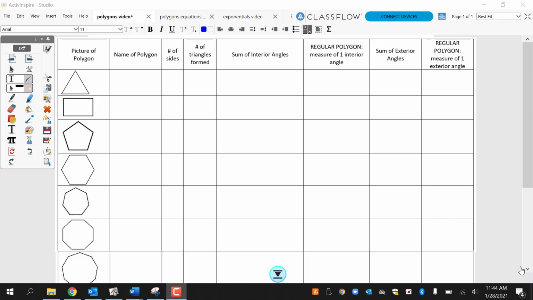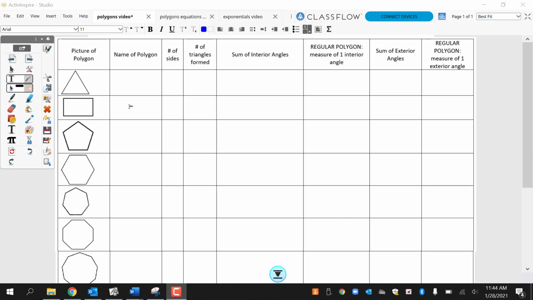Okay, so now that we have talked about everything we can possibly talk about for a triangle, we're going to move on to some other shapes. I've drawn all the different shapes we could be talking about over here. We need to know a lot of stuff about these shapes.